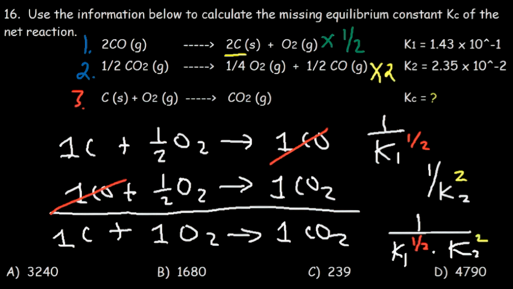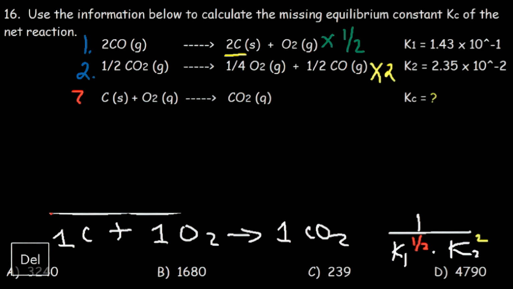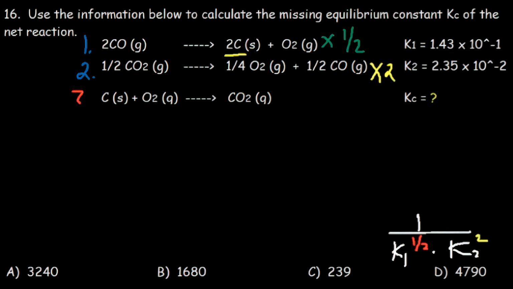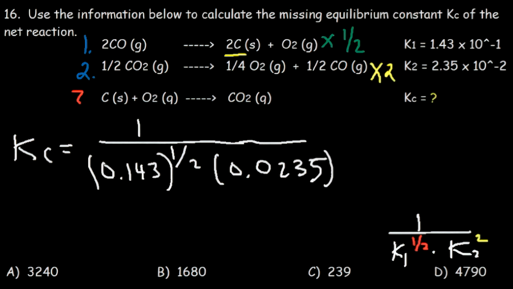So first, let's go ahead and make some space. So now let's plug in everything into that equation. So Kc is now equal to 1 divided by K1, which is 0.143 raised to the 1/2. I converted the scientific notation into its standard value. And K2 is 0.0235 raised to the second power.